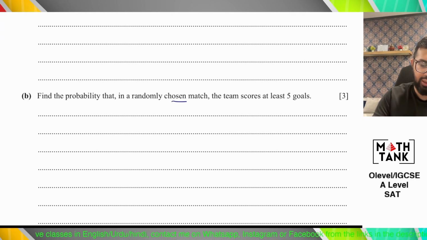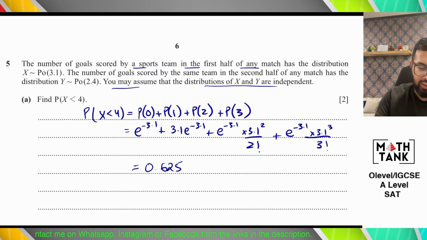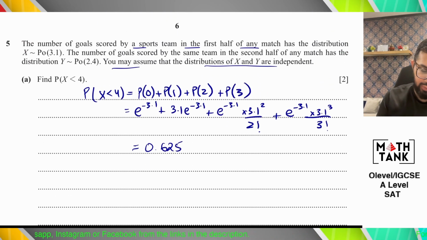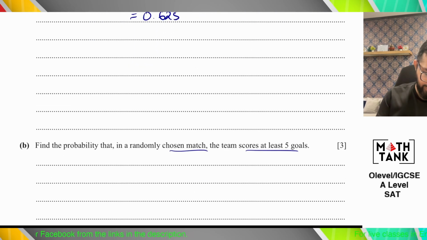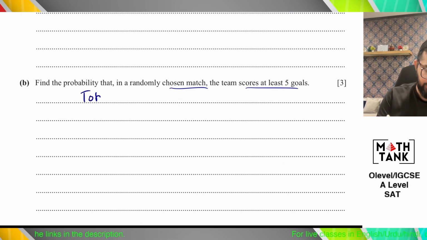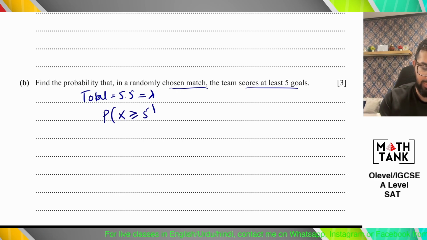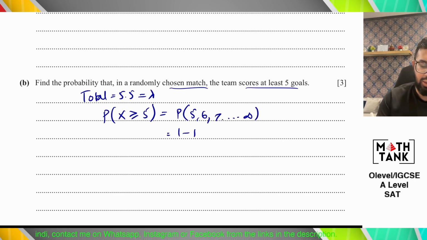Find the probability that in an and the team scores at least 5 goals. So this has to be together in the first half and second half. So that's going to be 5.5. The total will have 5.5 as lambda. At least 5 goals means greater than or equals to 5. That means 5, 6, 7, and so on up till infinity. But I can't do that. So 1 minus probability of 0, 1, 2, 3, and 4.